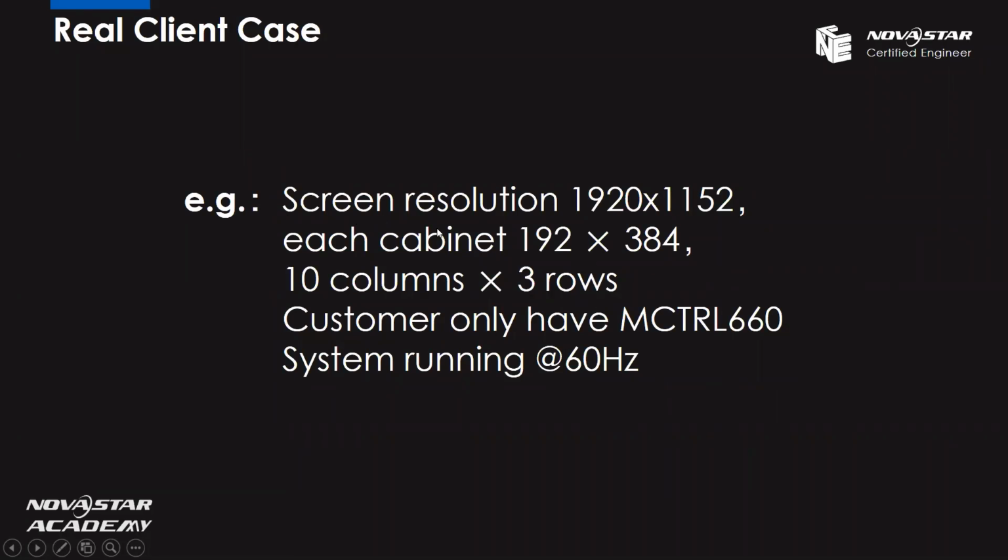The screen resolution is 1920 by 1152. And each cabinet's resolution is 192 by 384. And the customer has 10 columns and 3 rows. And they only have one M-Control 660. And the frame rate is 60 Hertz. So here, the question is, how can we finish the screen connection and how can we finish the cabling?